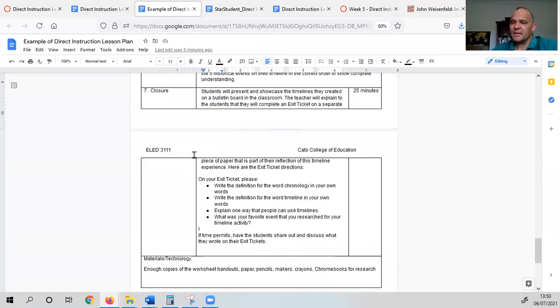Then my closure, again, remember that I talked about the exit ticket. For the closure to this lesson, I'd actually have the students, this would be another day where they present their timelines to one another, probably in some sort of grouping. I said that if I had a spare bulletin board, I'd love for them to post their timelines on that bulletin board.